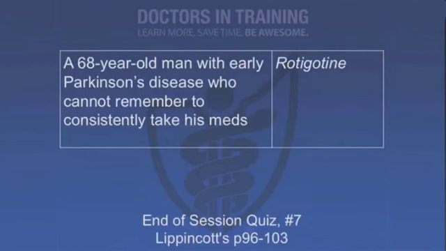All right, next question. Match the following clinical descriptions with the most appropriate therapeutic agent. So we have rivastigmine, benztropine, amantadine, and rotigotine. So the first one here, a 68-year-old man with early Parkinson's disease who cannot remember to consistently take his medications. So rotigotine would be the one because it comes in a transdermal patch. So it has a much more simple administration.